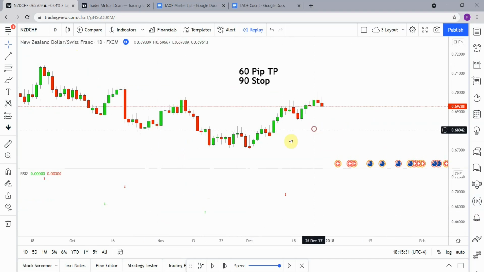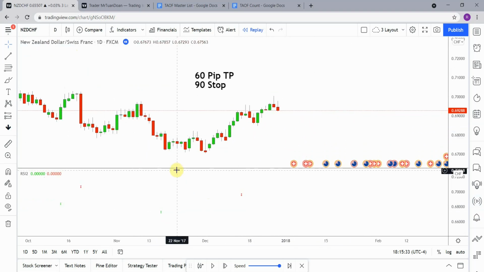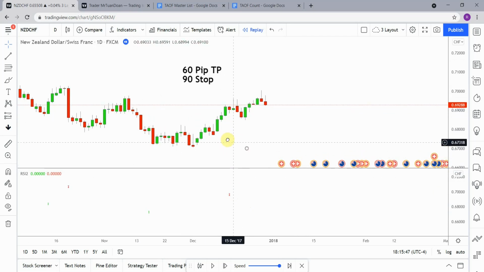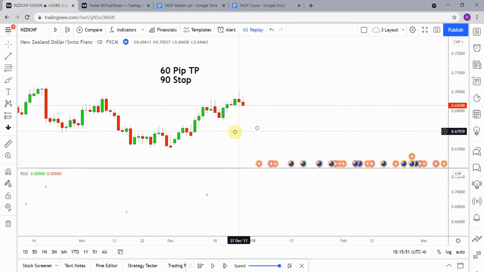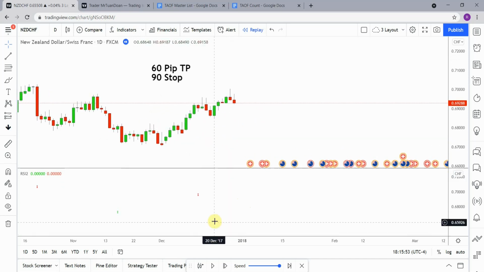Anyways, so the setup on this is when we get a green arrow, we are going to go long. When we get a red arrow, we are going to go short. So that's the setup on this. That's what we're looking for. Let's go ahead and get on with the testing and see what we can get.